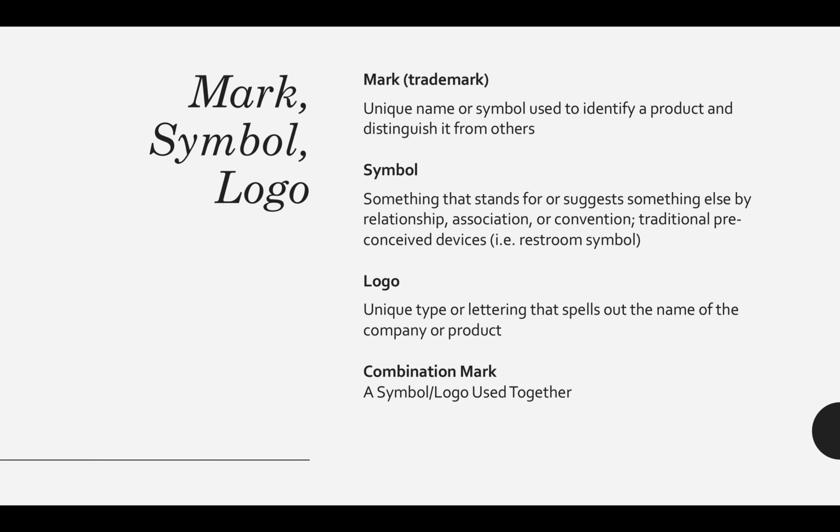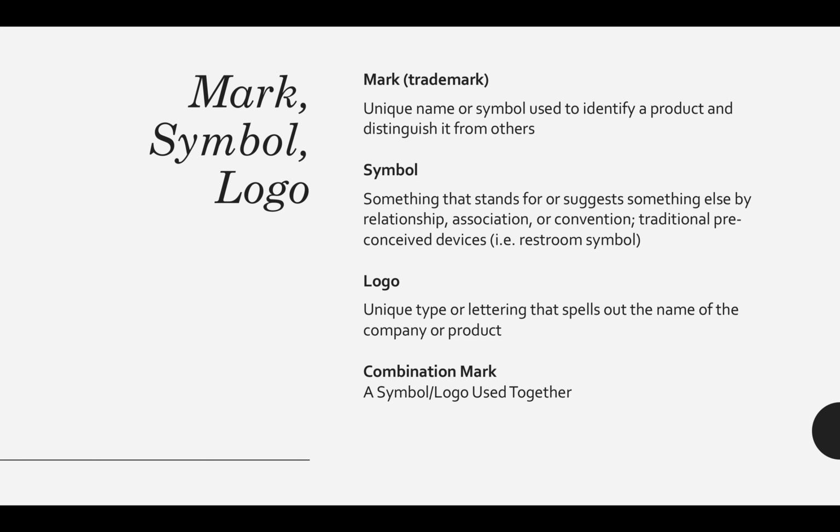So, think of traditional preconceived devices like the restroom symbol or a stop sign within itself. We see the red shape, and we know that means stop, even if it doesn't have the words associated with it. So that's a symbol. When we think about symbols that are pre-programmed in our brain, we interact with symbols a lot.